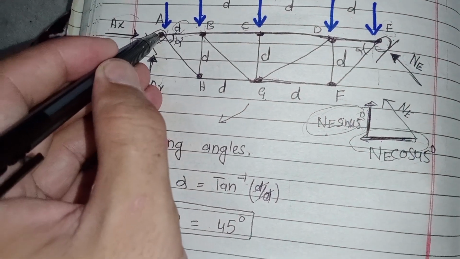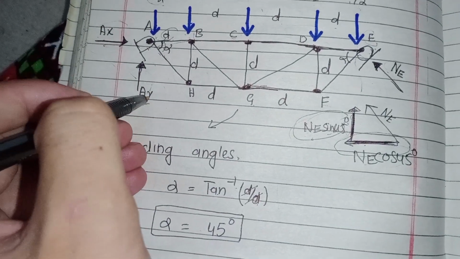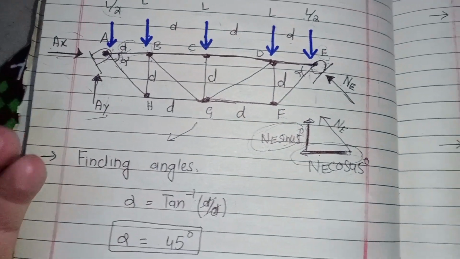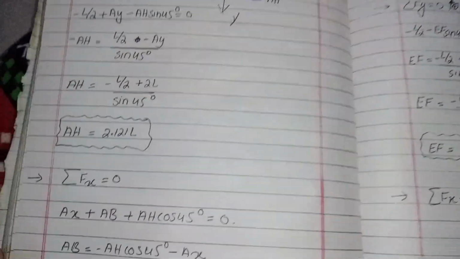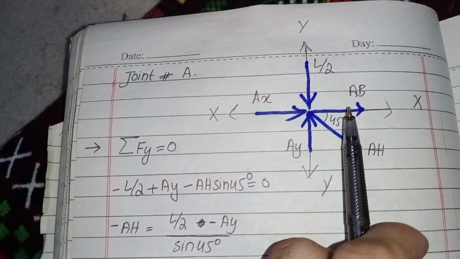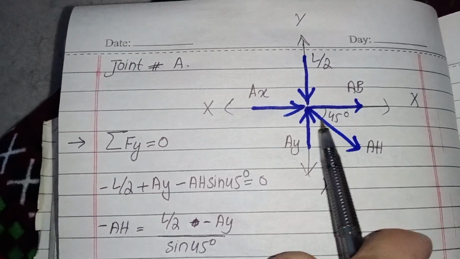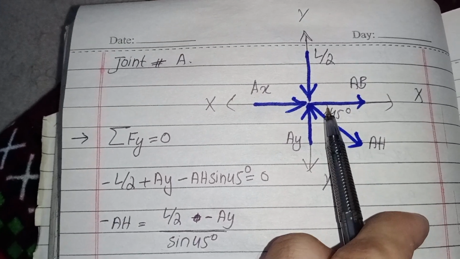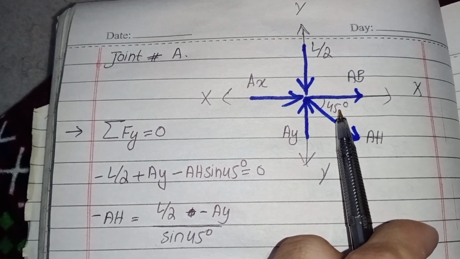Now there are two unknown forces and three known forces. AX is also known to us, AY is also known to us, and L divided by 2 is already known. That's why we have to take joint A. Now in joint A, I draw a free body diagram of joint A and show all the forces acting on this joint. I also show this angle.